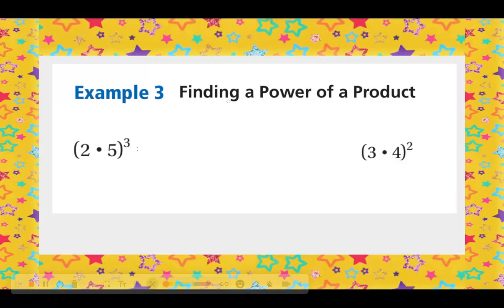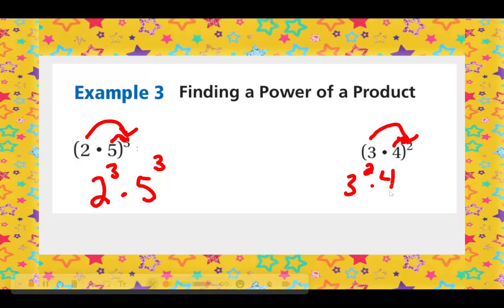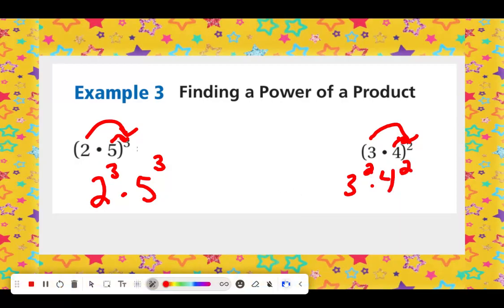Okay, finding a power of a product. So everything is going to the third power. So 2 to the third power times 5 to the third power. The next one, 3 squared times 4 squared. Everything goes to the second power. Great job.